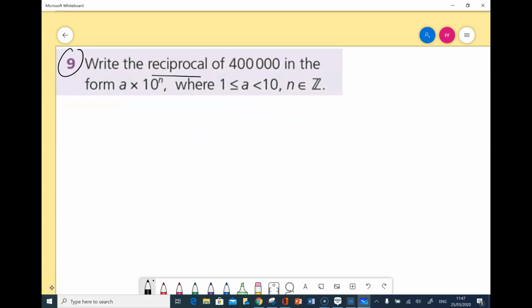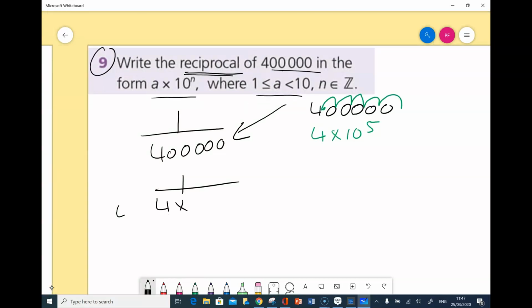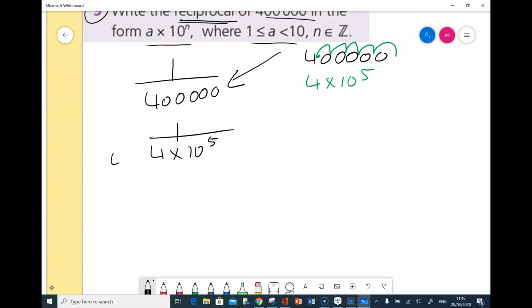Question 9. Write the reciprocal of 400,000 in the form of A by 10 to the power of N, where A is between 1 and 10. So again, the reciprocal means it's upside down, 1 over 400,000. We take the number at the bottom. We would like the decimal place to be here. 1, 2, 3, 4, 5. So it's 4 by 10 to the power of 5. So 1 over 400,000 is 1 over, oopsie daisy, 4 by 10 to the power of 5. And how do we indicate that something is on the other side of the line when there's a power? We use a negative power. So that's 4 by 10 to the power of minus 5.